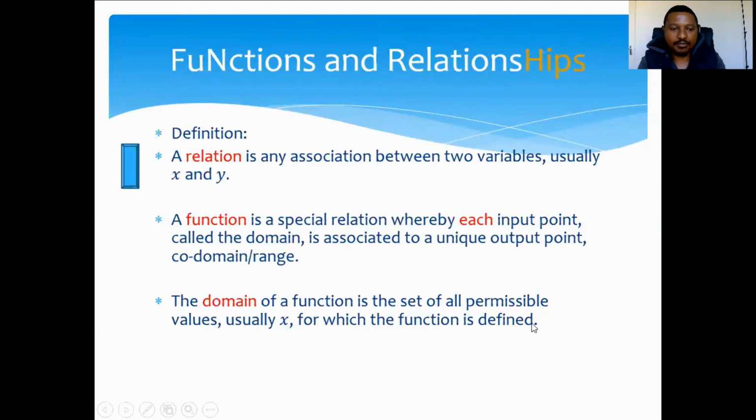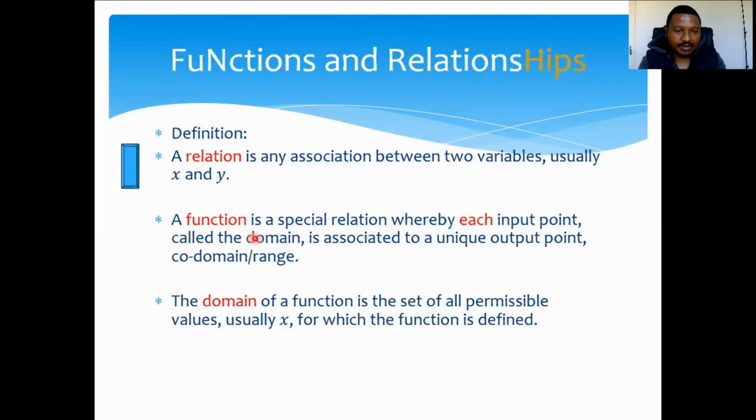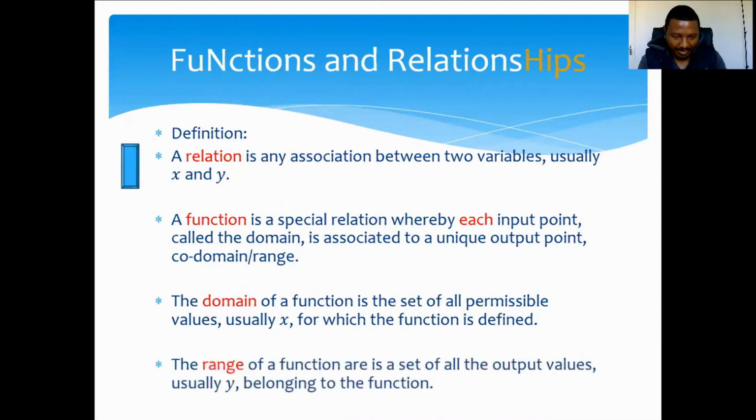Again, we have heard of the output value in the definition. We said it is associated to a unique output point called the codomain or the range. So now we would like to know what exactly the range is. Let's look at the range, learners. What is the range of the function or the codomain? By the definition, the range of a function is the set of all the output values, usually y, belonging to the function. So that means when you're looking at the domain, we're looking at the x values horizontally.